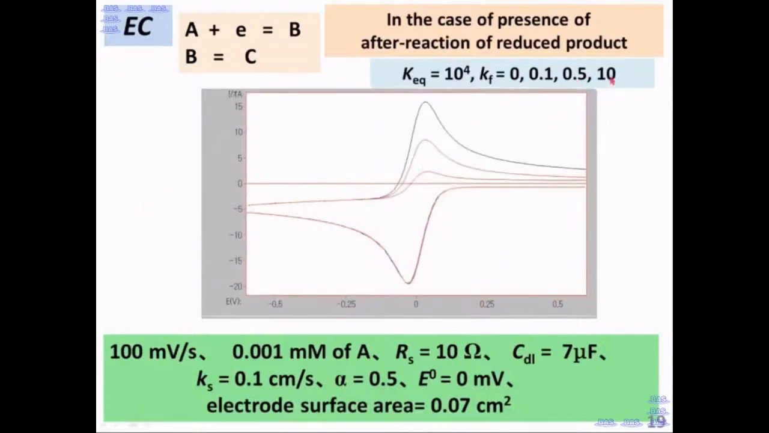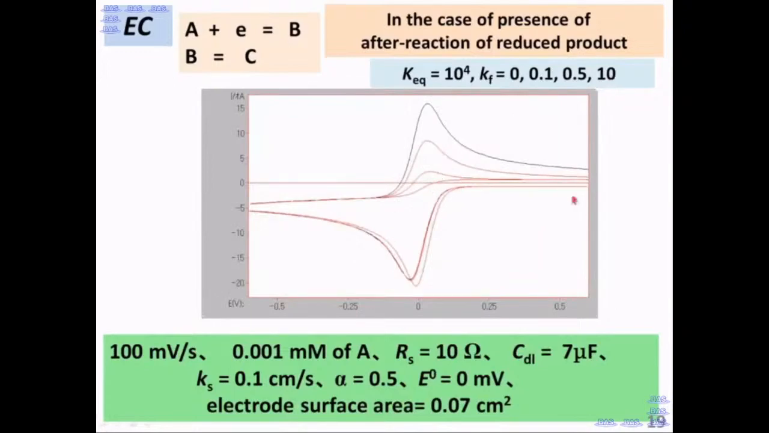And the EC reaction case, an equilibrium chemical reaction, gives a very different CV profile depending upon the value of Kf.